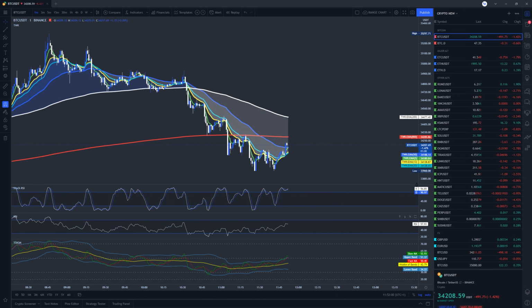So those are the two RSIs, right? So I'm just going to move this RSI back up. And this is the TDI-GM.